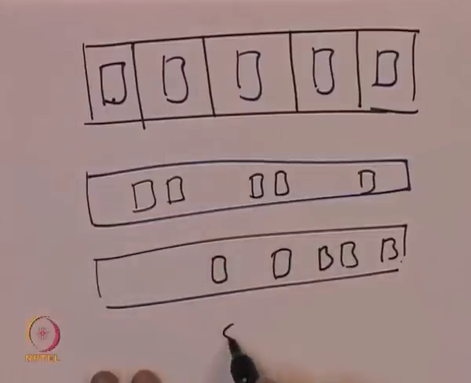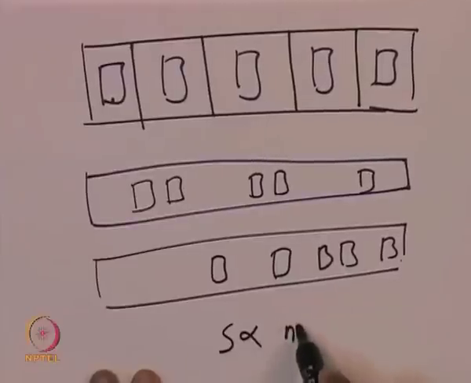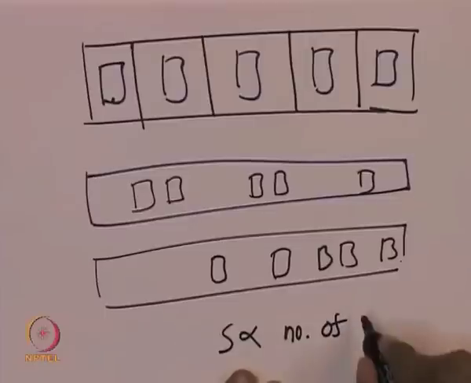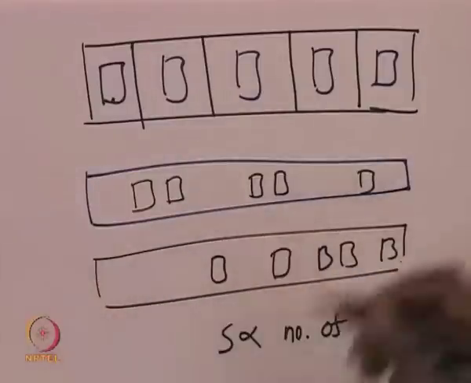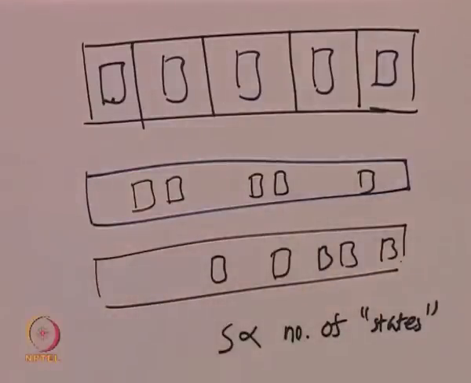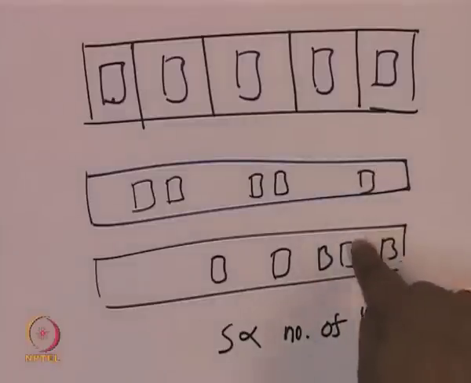So, entropy is proportional to the number of arrangements, the number of states. This is one state, this is another state. You can think of all the states: the more positions possible for each car, the more states. So, there is a large number of states you can think of. This is one state, this is another state.